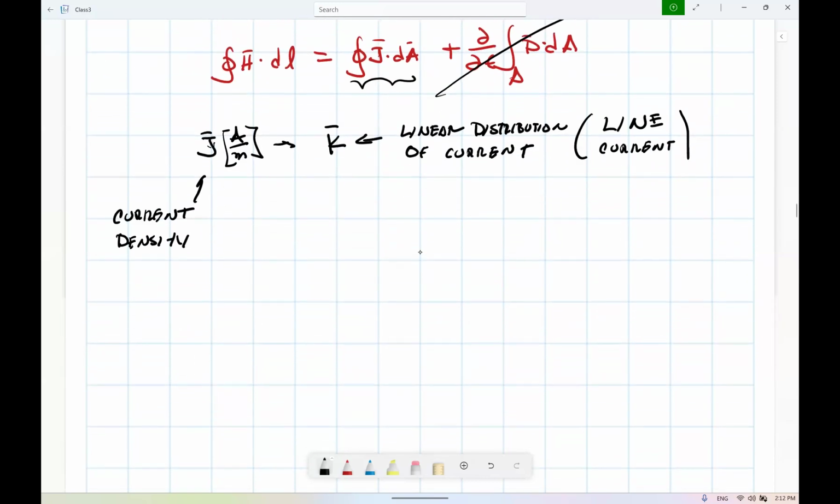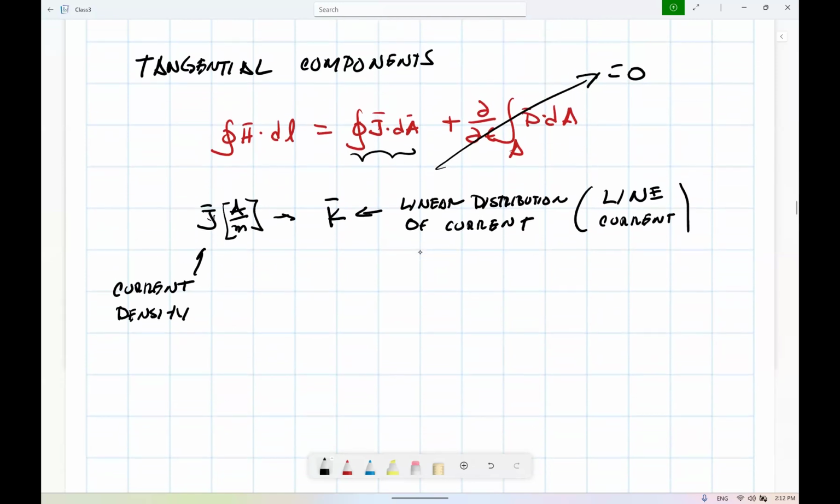And the process is going to be the same. J is amperes per meter squared, and K is amperes per meter. If we use this K, the equation will become the line integral of H dot dl equals the line integral of K dot dl. Therefore, it will give you that H tangential 1 is equal to H tangential 2 plus K. Well, I need to do a plot. I need to do a little figure.